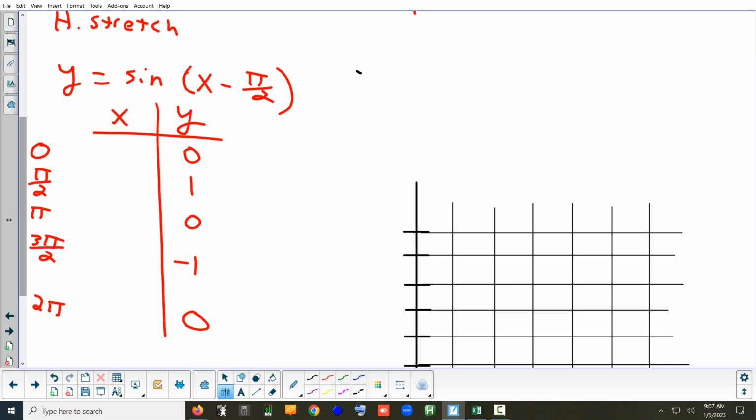Well, when we subtract, which way is the graph supposed to move? Left or right? To the right. It's supposed to move to the right. So as x values move to the right, what happens to them? Do they get bigger or smaller? They get bigger. So we need to add. That's the only way to make x values bigger. You need to increase by adding. And Sam, what am I going to add to all of them? Positive pi over 2. Yep. So we're going to add pi over 2.